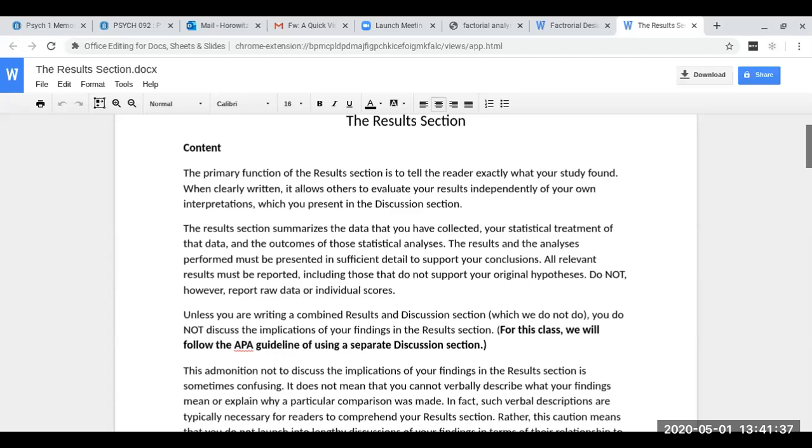Unless you're writing a combined results and discussion section, which we don't do in this class, you will not discuss any implications of your findings in this section. That is what the discussion section is for. So we follow the APA guidelines of using a separate discussion section.